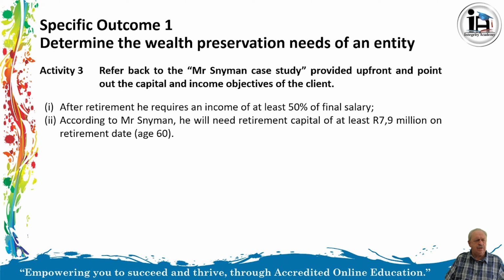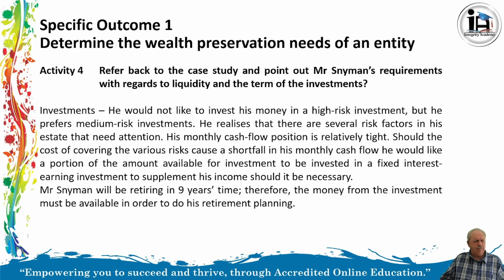Right, if we look at activity 3, if we refer back to Mr. Snyman's case study, provide upfront and point out the capital and income objectives of the client. After retirement, he requires an income of at least 50% of his final salary. And according to Mr. Snyman, he will need retirement capital, according to him, 7.9 million on date of retirement, which is at the age of 60. So we need to establish where did he get that 7.9 million and why 7.9 million, and go and do a plan for him. So let's look at activity 4.